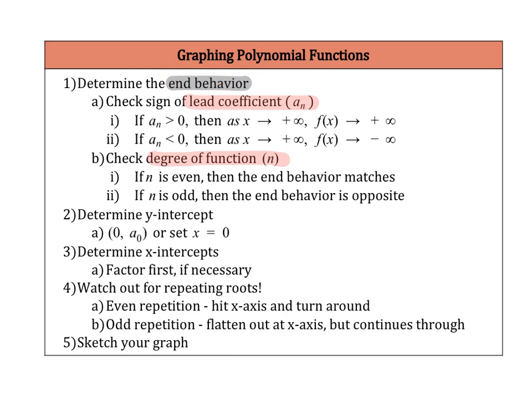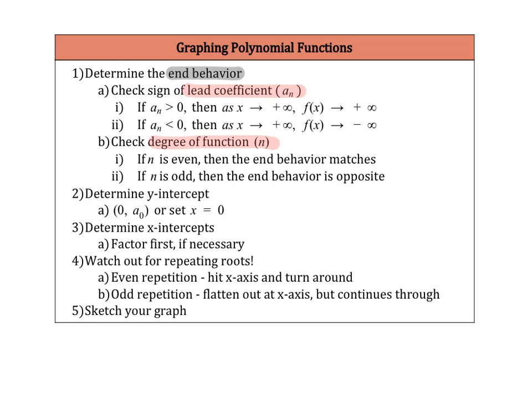Once I know the end behavior, the next thing I'm going to do is find the y-intercept and any x-intercepts that I might have. The y-intercept is either just the constant if you see it, or you can find it by setting x equal to 0. And for the x-intercepts, you may need to factor first in order to find them. Once you know the x-intercepts and the end behavior, you need to start piecing it all together.